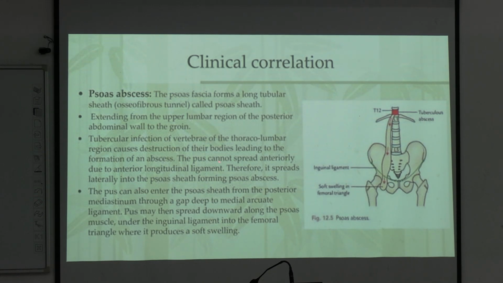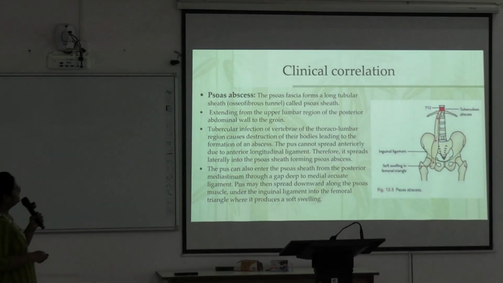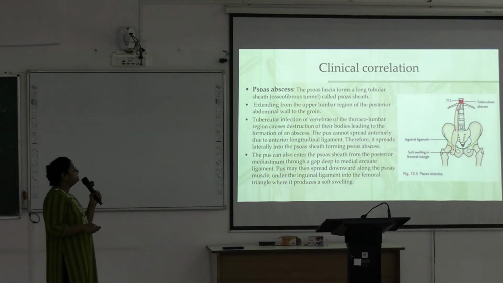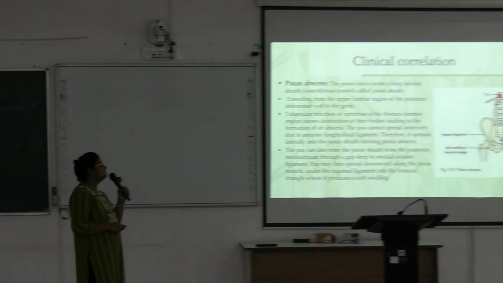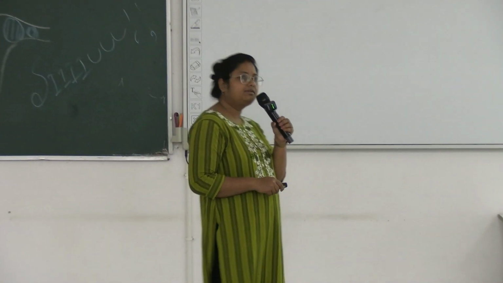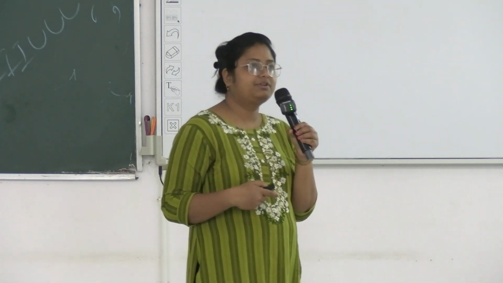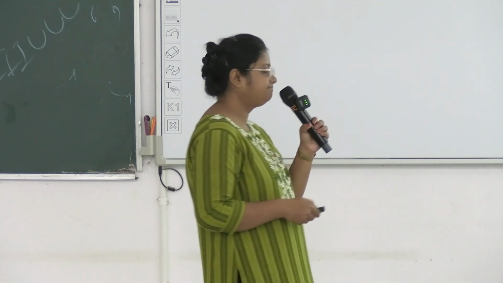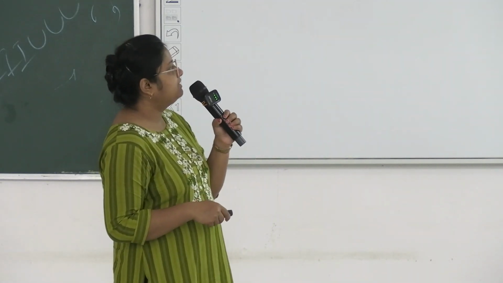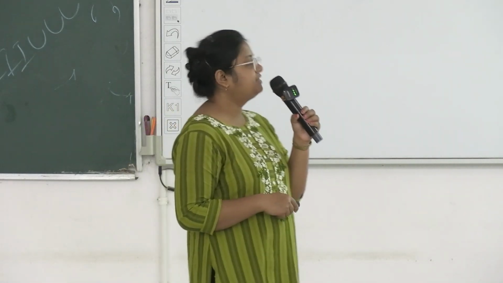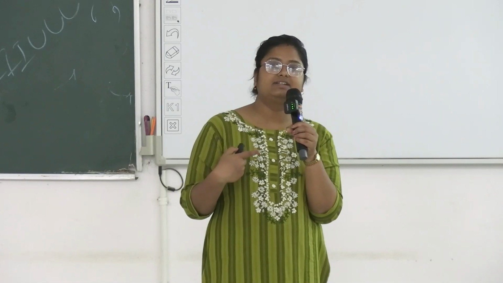Tubercular infection of the vertebra of the thoracolumbar region causes destruction of their bodies, leading to the formation of an abscess. And the pus cannot spread anteriorly due to the anterior longitudinal ligament. Therefore, it spreads laterally into the psoas sheath, forming the psoas abscess. Okay, psoas abscess can come as a short note, and the extent of the abscess is important. Okay, it can extend up to the groin region, and the pus can also enter into the psoas sheath from the posterior mediastinum.